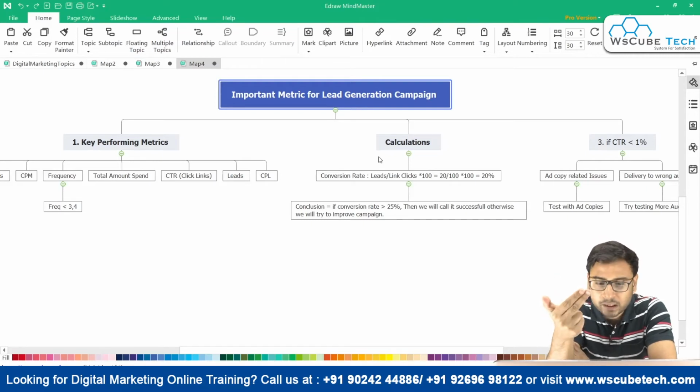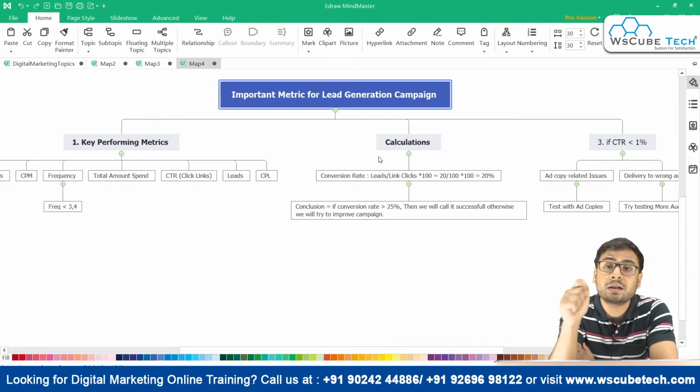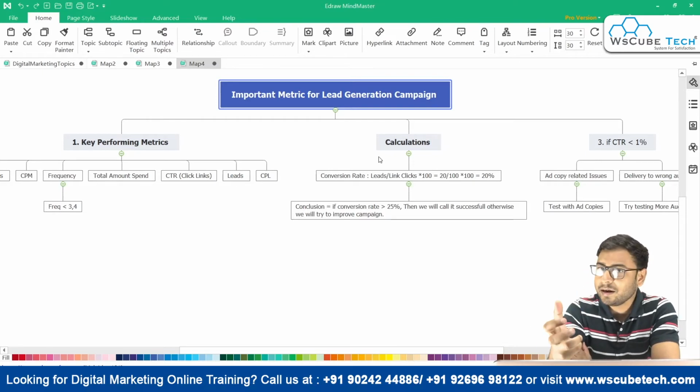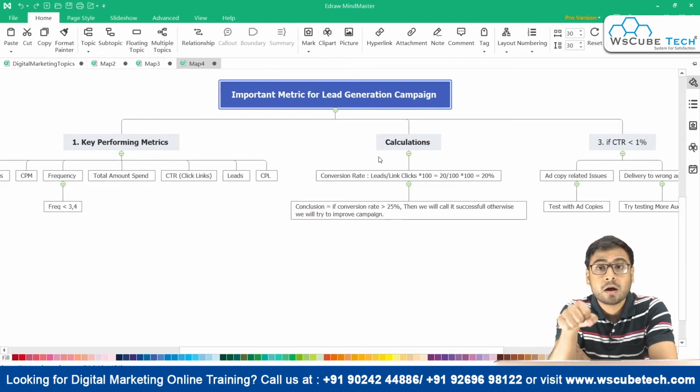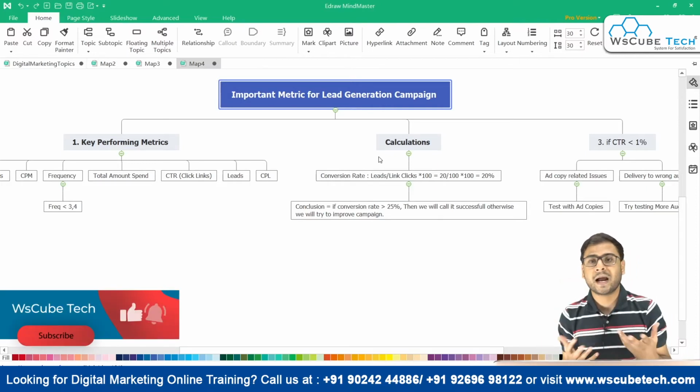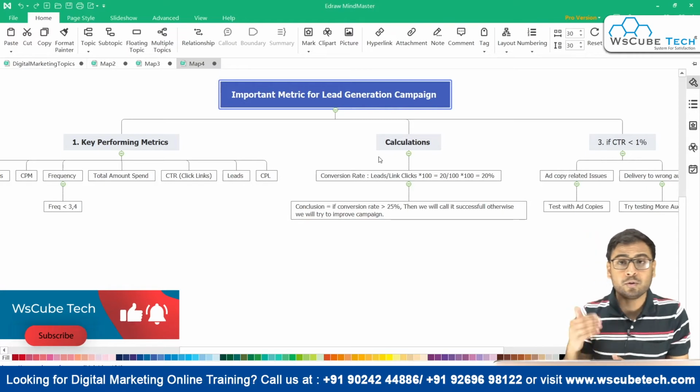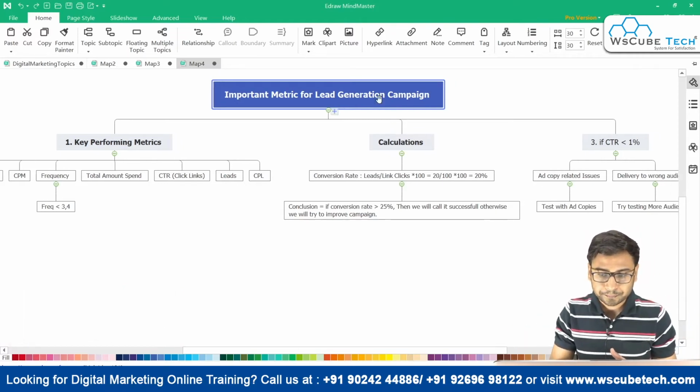So we know about the leads, we know about the link clicks. When we know about the leads and the link clicks, only then will we be able to calculate the conversion rate and identify, according to our business, whether this particular conversion rate is up to the mark or actually profitable for us or not. Then we can take actions or do the optimization accordingly, right?